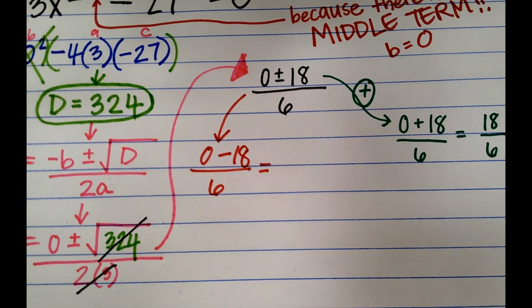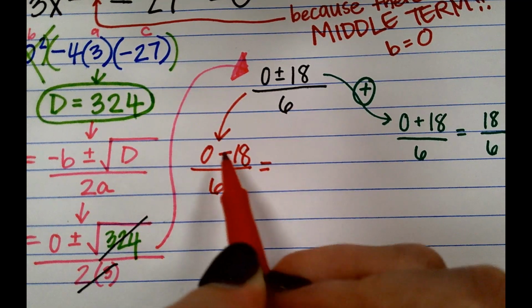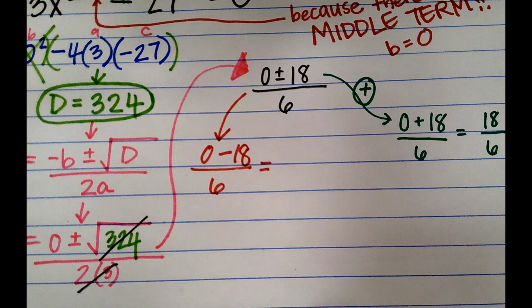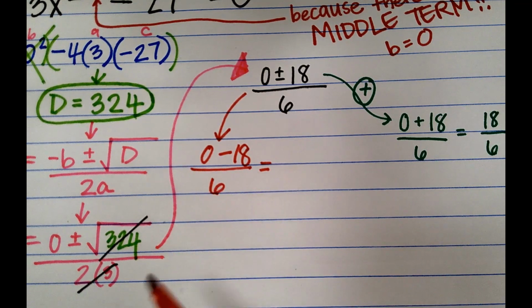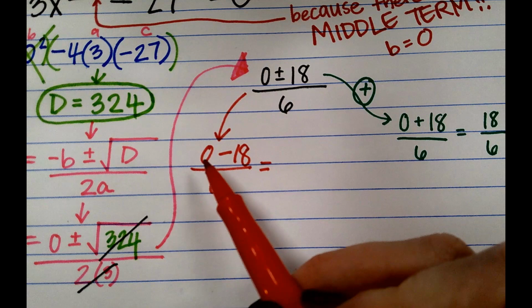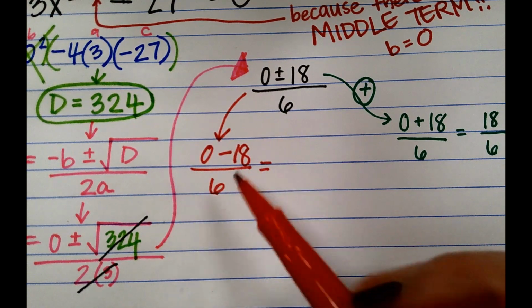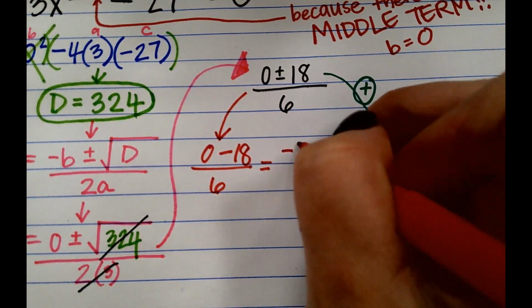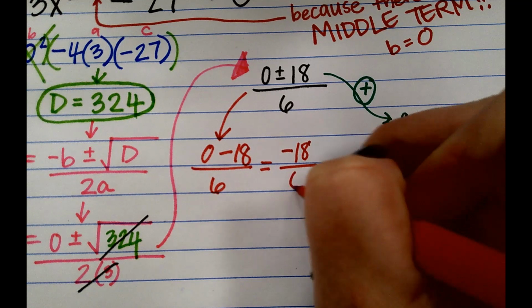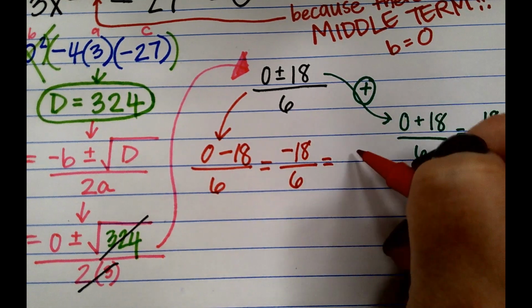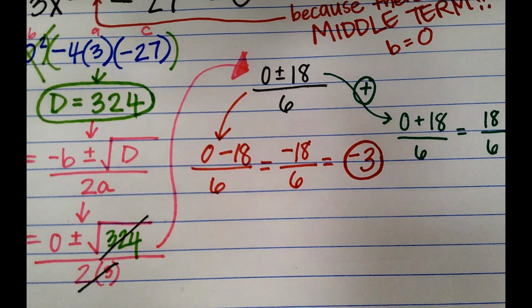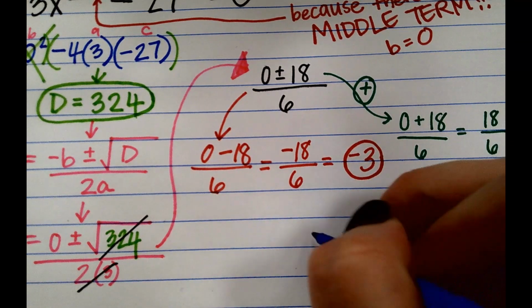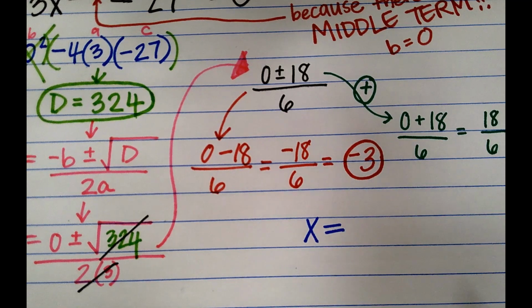I misunderstood you, that's my bad. So, 0, take away 18. Now you do have negative 18 over 6. And then you do negative 3. Yes. Negative 3. Good. So, our answers are x equals 3 and negative 3.